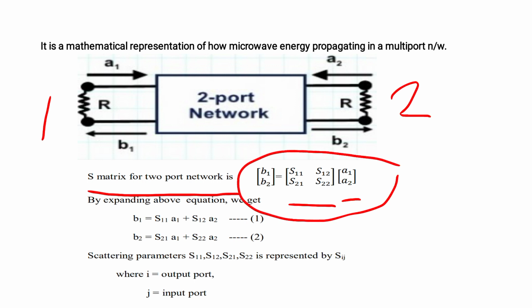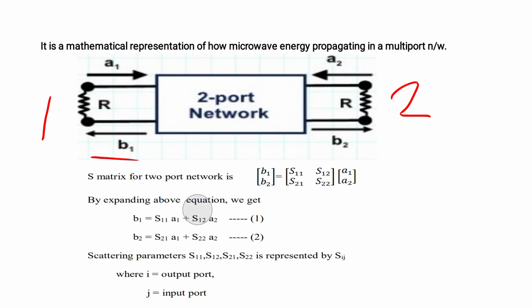This relation you remember, every time: b1, b2 are the reflected powers, equal to the scattering matrix into the incident powers. Here the scattering matrix parameters represent the impedance matching. Reflected power is equal to impedance matching into incident power.